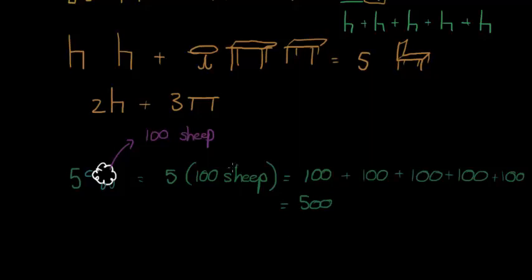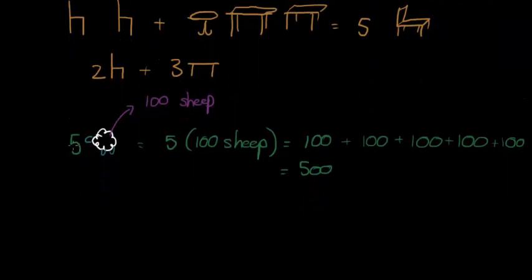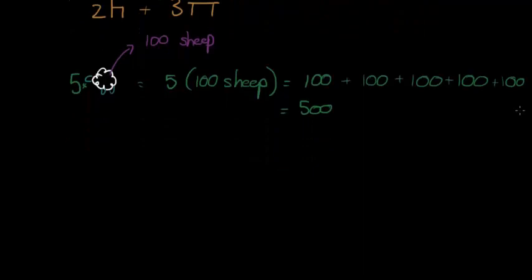Okay, what I'm trying to illustrate to you is that this coefficient actually has a multiplying operation between it and, as we're going to call it later on, the base. So this is actually 5 times 100 sheep, and it makes sense. I'm adding 100 five times, so that's why we write it like that. That's the one thing I want you to understand just before we go on.